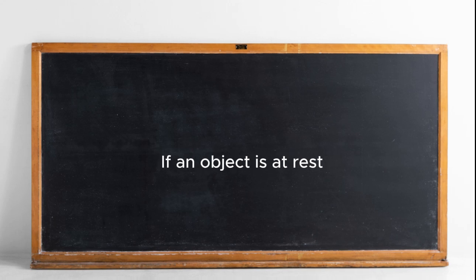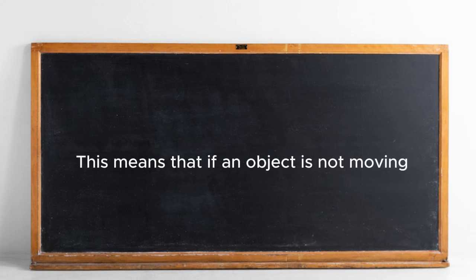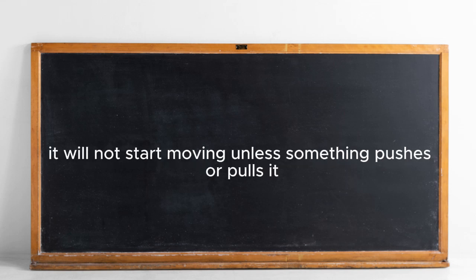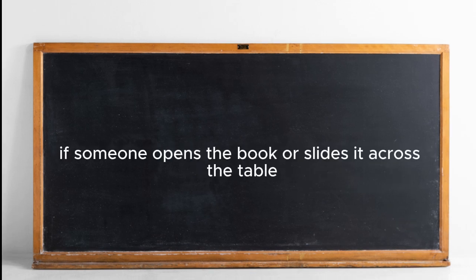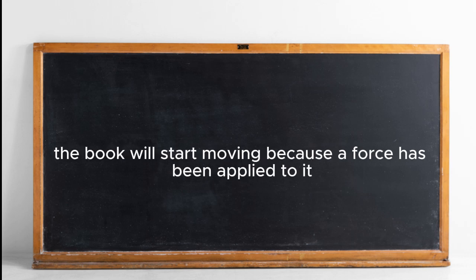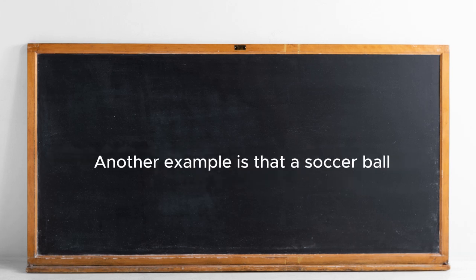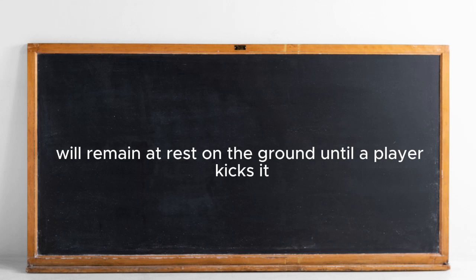If an object is at rest, it will remain at rest unless a net external force acts on it. This means that if an object is not moving, it will not start moving unless something pushes or pulls it. For example, a book resting on a table will remain at rest as long as no force is applied to it. However, if someone opens the book or slides it across the table, the book will start moving because a force has been applied to it. Another example is that a soccer ball will remain at rest on the ground until a player kicks it.